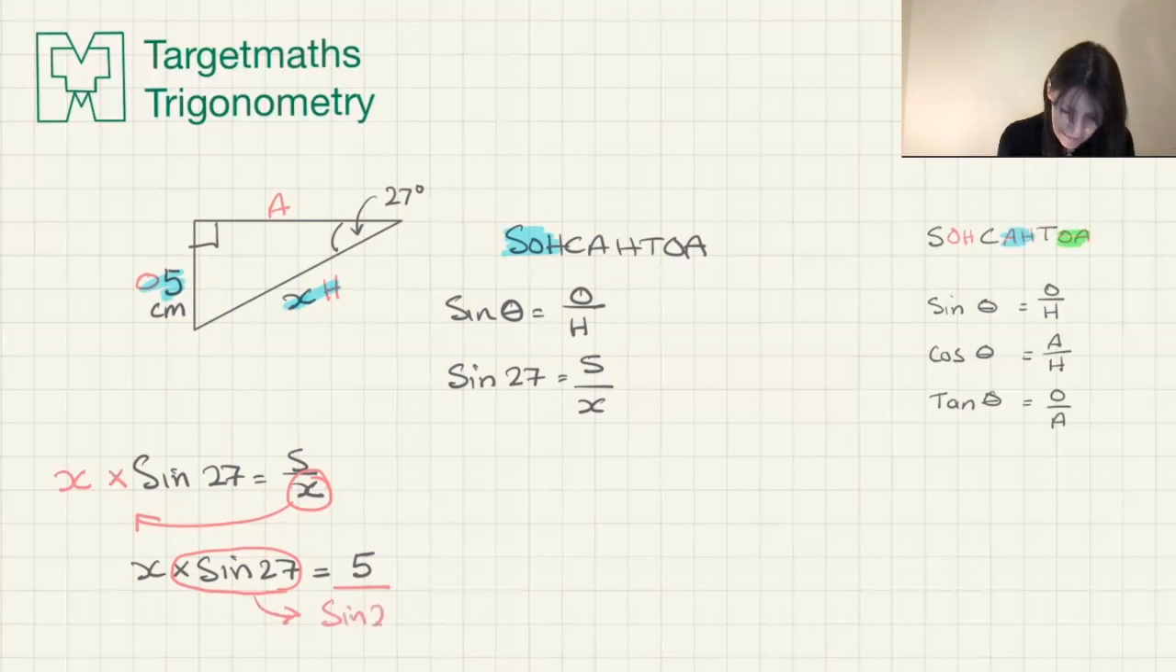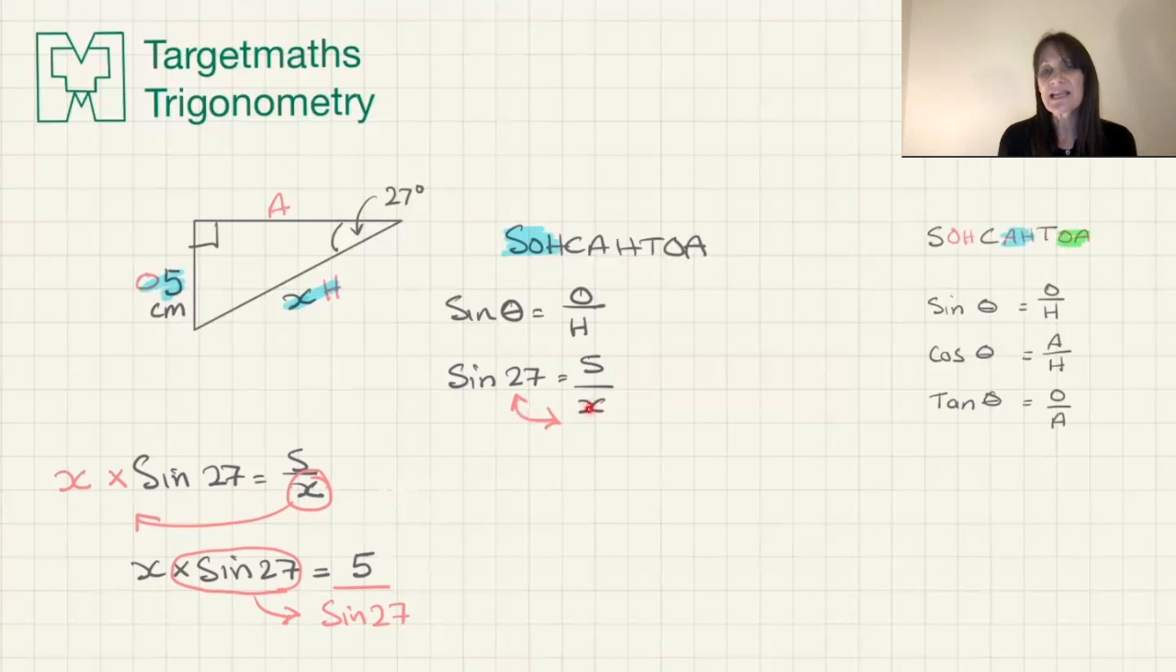So what ends up actually happening is they swap places. The sine 27 ends up as the denominator and the x ends up on its own on the other side of the equals. And that's kind of the shortcut. There's nothing wrong with doing it by hand completely and in full. Obviously, that is the maths that's happening.